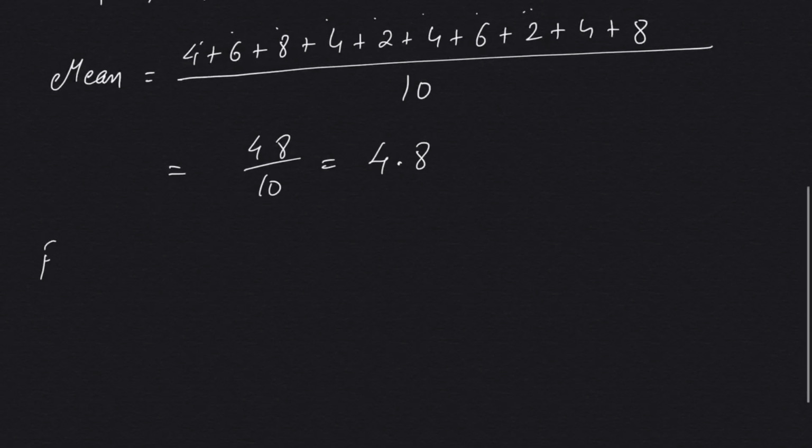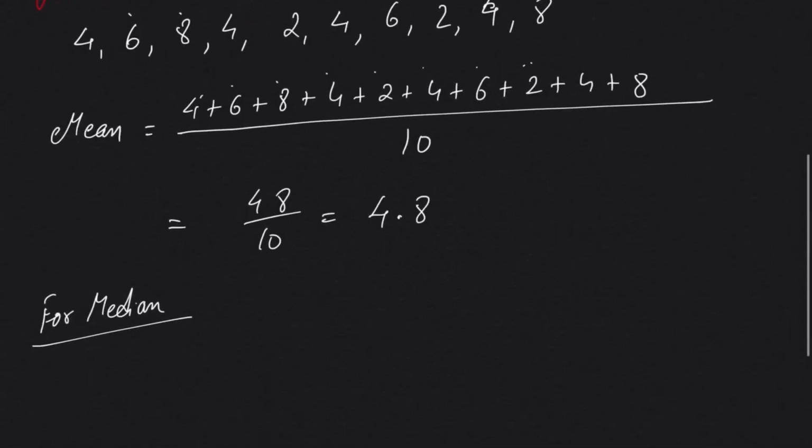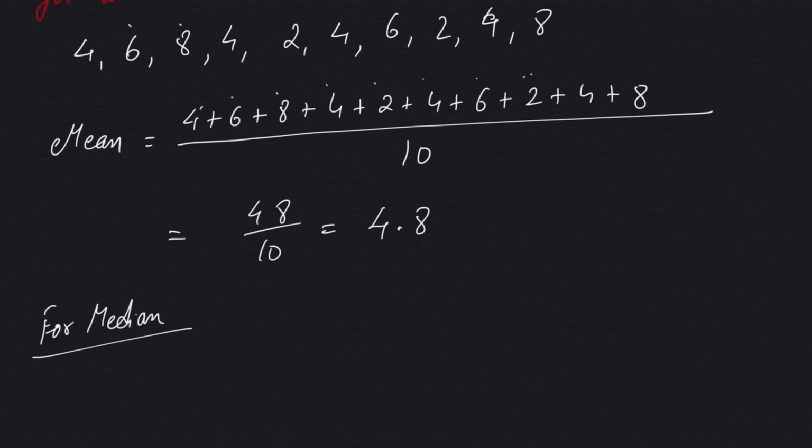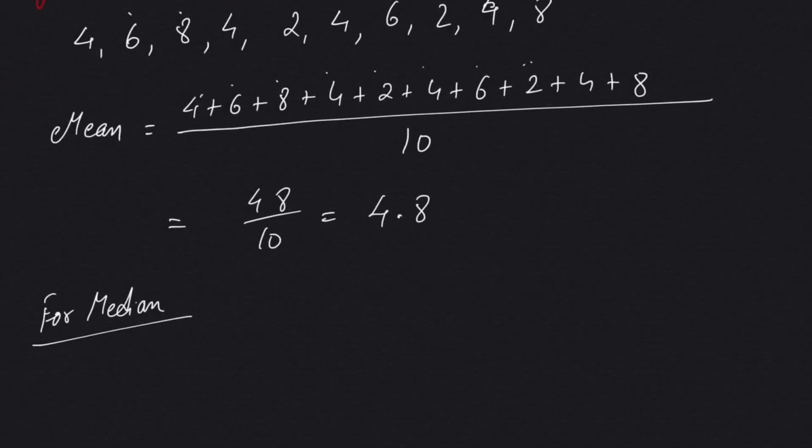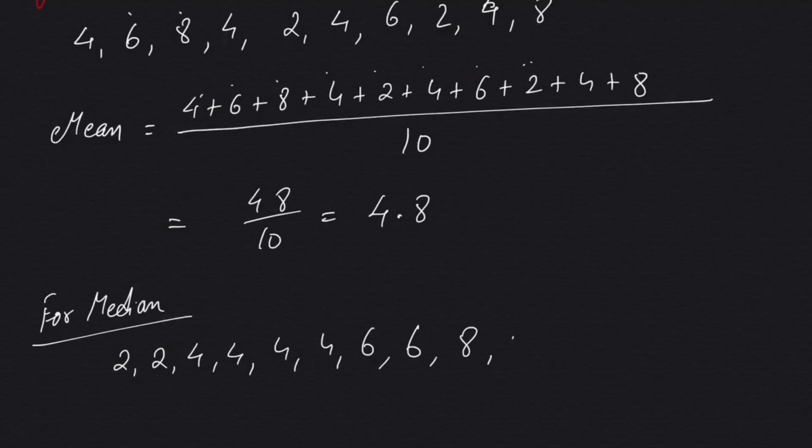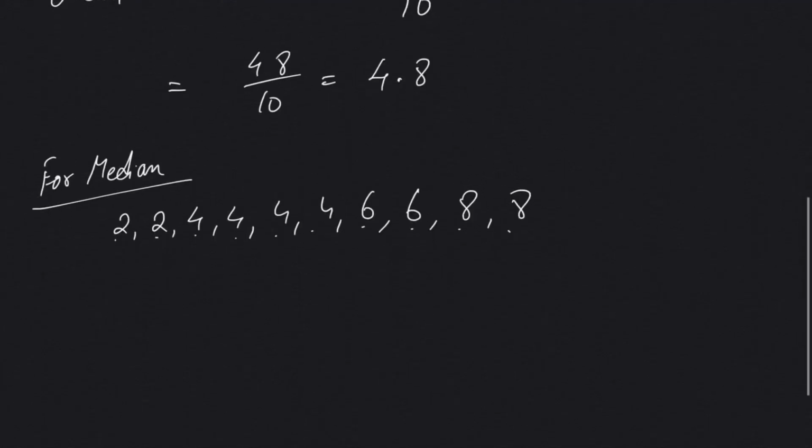Now for the median, every time we first arrange the raw data, I repeat, direct entries, into ascending order. So that will be 2, 2, 4, 4, 4, 4, 6, 6, 8, 8. Let's count: 1, 2, 3, 4, 5, 6, 7, 8, 9, 10. So here the number of entries is 10.